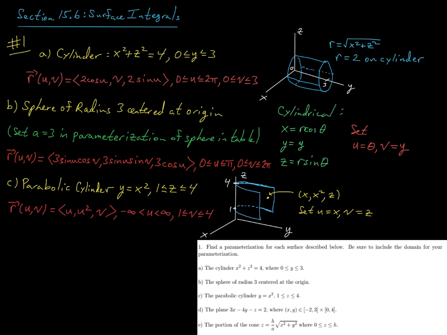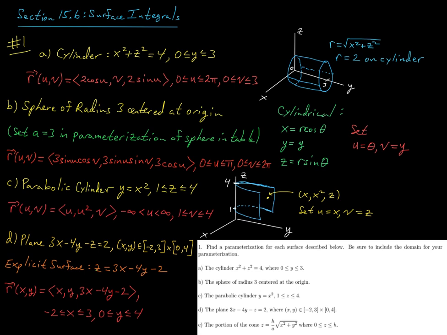All right, cool. Let's look at D. We have the plane 3x minus 4y minus z is equal to 2, and the points x, y are going to vary over this rectangle. And here, the thing to notice is that we can easily solve for z. So we really have an explicit surface here. Z is 3x minus 4y minus 2. So as we discussed in the last video, I can immediately write down a parameterization of the form x, y, z, and I just punch in this expression for z for the k component. And then here x varies from -2 to 3, and y varies from 0 to 4.